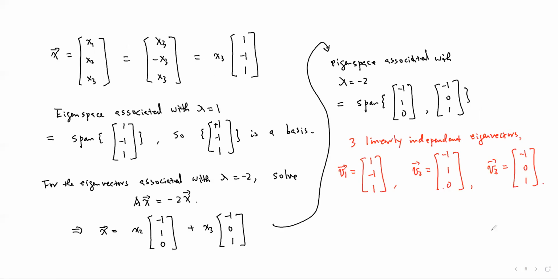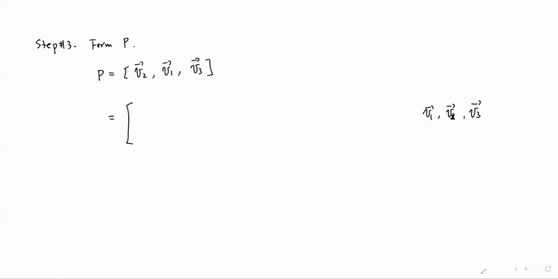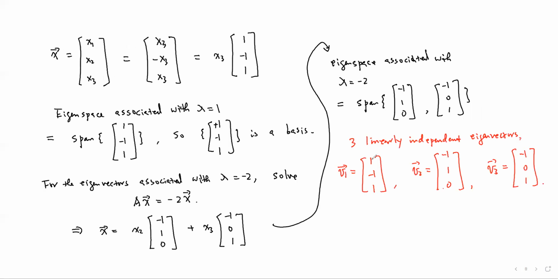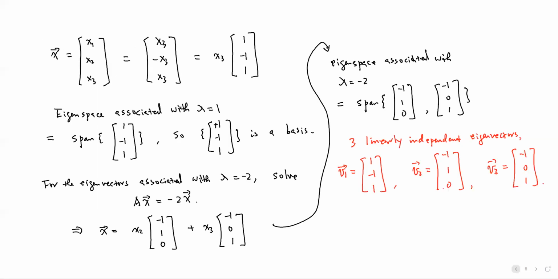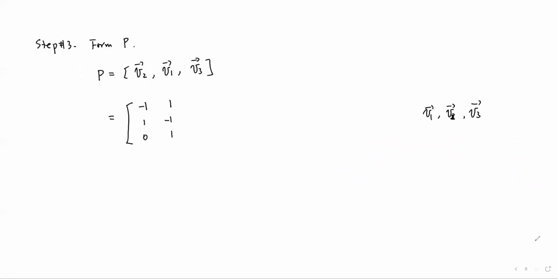Now what is V2? Negative 1, 1, 0. What is V1? 1, negative 1, 1. What is V3? Negative 1, 0, 1. This is the matrix P. A is P D P inverse. This is P. Now, D.